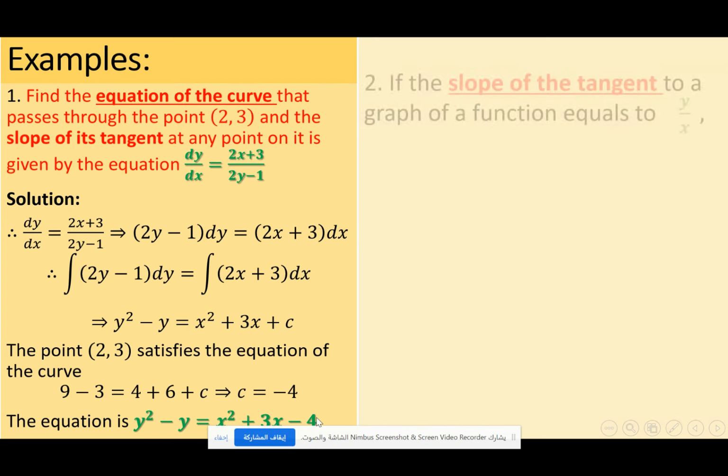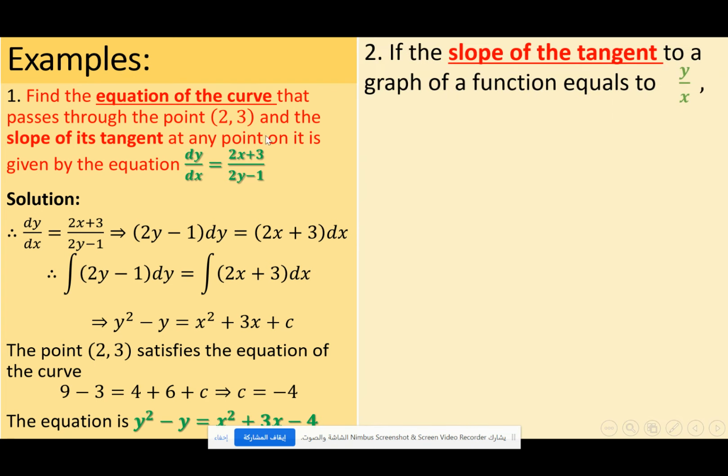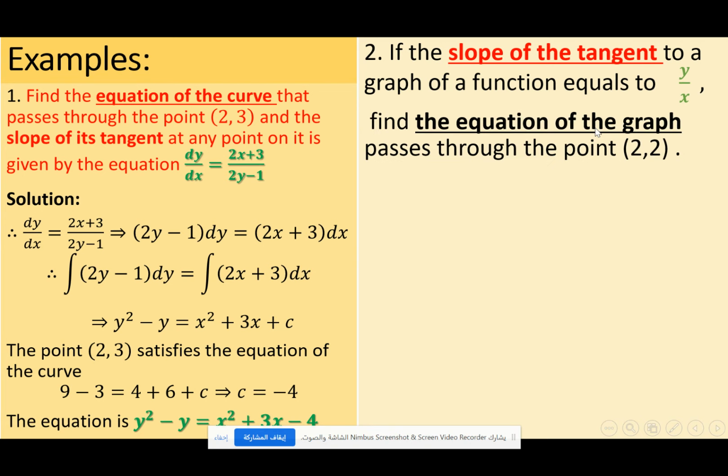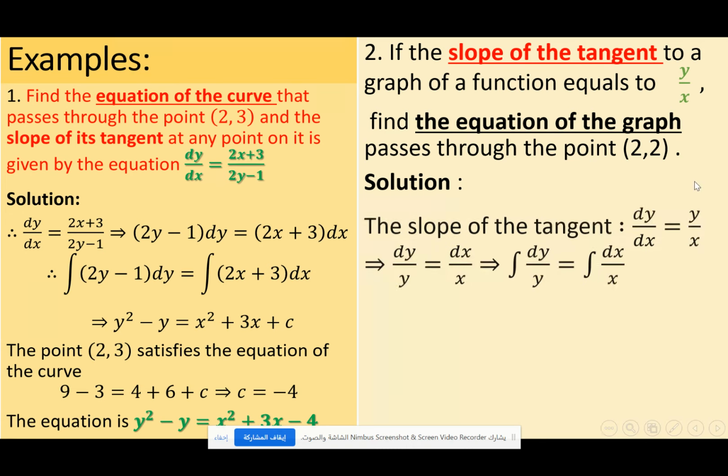The next example is: if the slope of the tangent to the graph of a function equals y over x, you can now find the equation of the graph when the slope is given. This means the derivative is given, and the graph passes through the point (2, 2). You have to integrate it exactly like that.